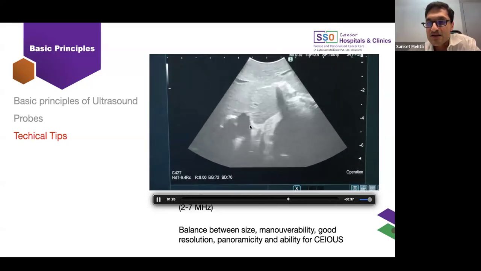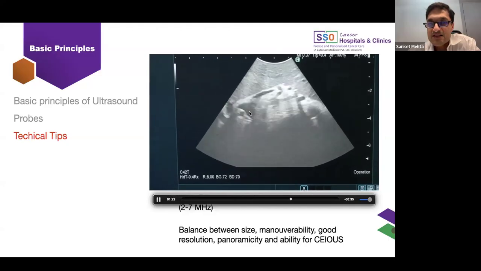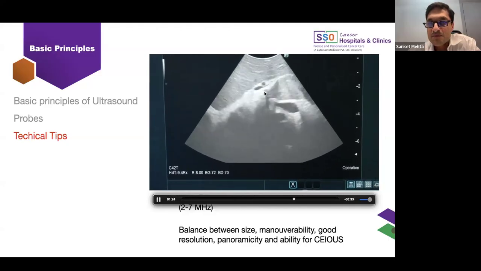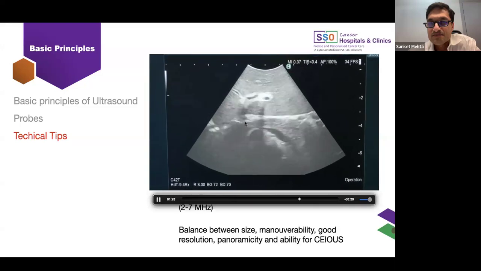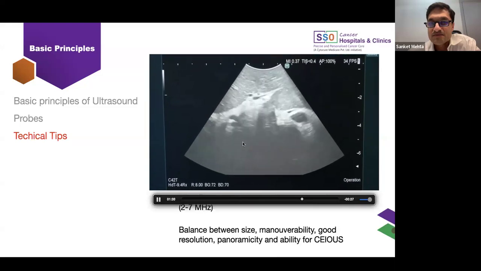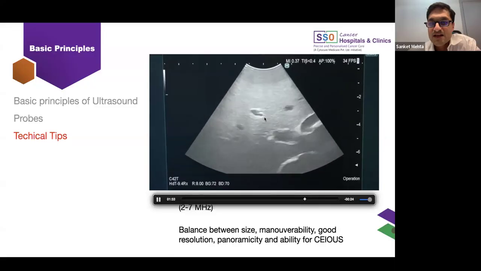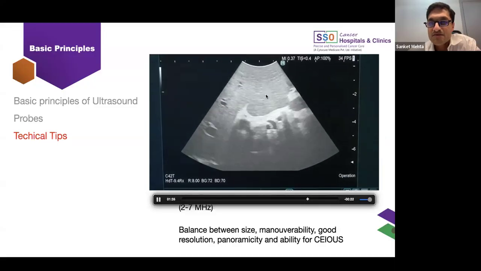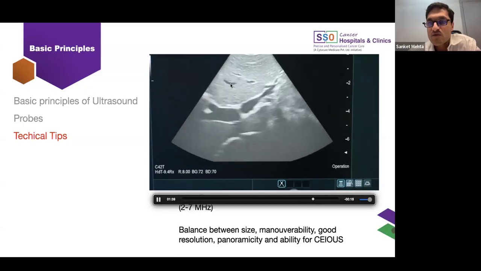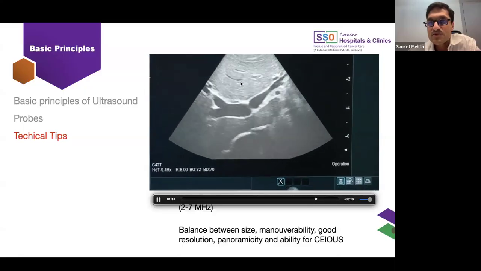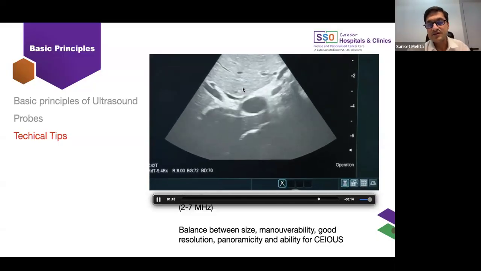So this is the IVC. And this is the portal pedicle again. You can see the thick fibrous Glissonian capsule. And this is the vein. These are venous tributaries. You can see very thin walled, no fibrosis around the vein.